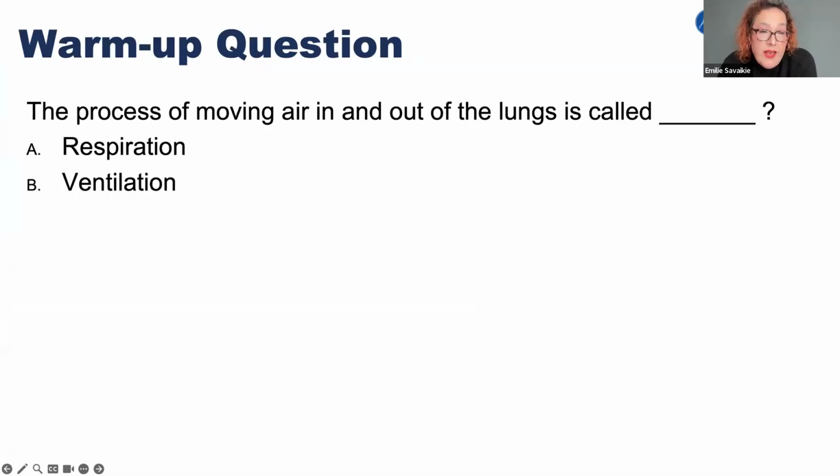The process of moving air in and out of the lungs is called A, respiration, or B, ventilation. So I'll give you a few moments to select the right answer.